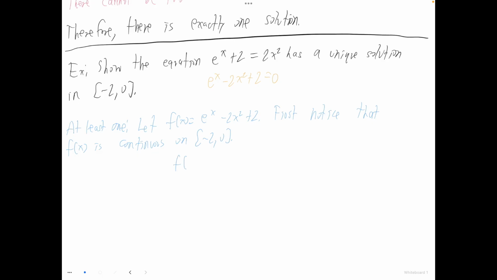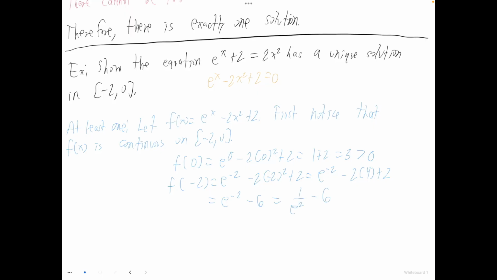If we plug in 0, we get e to the 0 minus 2 times 0 squared plus 2, which is going to be 1 plus 2. So we get 3, which is greater than 0. If you plug in negative 2, you get e to the negative 2 minus 2 times 2 squared plus 2, which is e to the negative 2 minus 2 times 4 plus 2. And this then becomes e to the negative 2 minus 8 plus 2, so minus 6. So 1 over e squared minus 6.